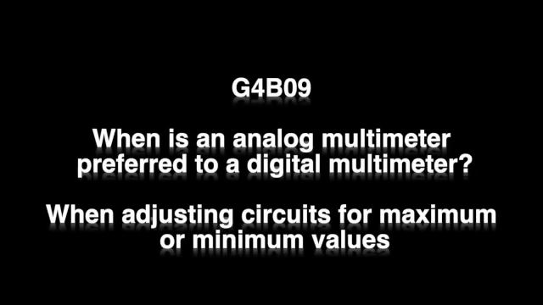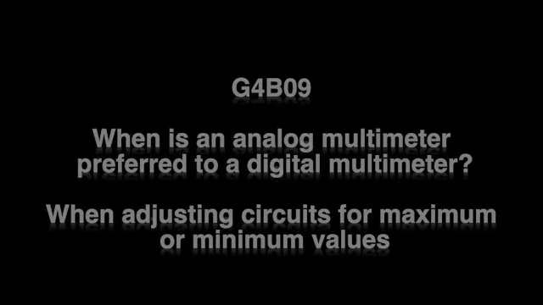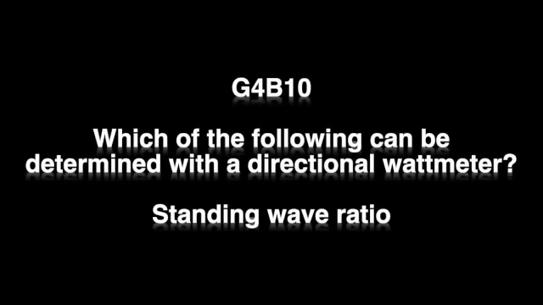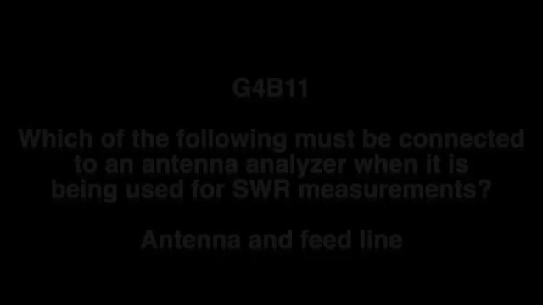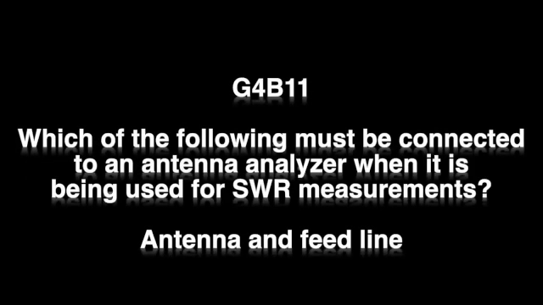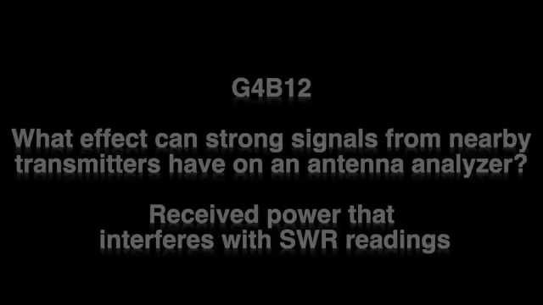G4B09. When is an analog multimeter preferred to a digital multimeter? When adjusting circuits for maximum or minimum values. G4B10. Which of the following can be determined with a directional wattmeter? Standing wave ratio. G4B11. Which of the following must be connected to an antenna analyzer when it is being used for SWR measurements? Antenna and feed line.